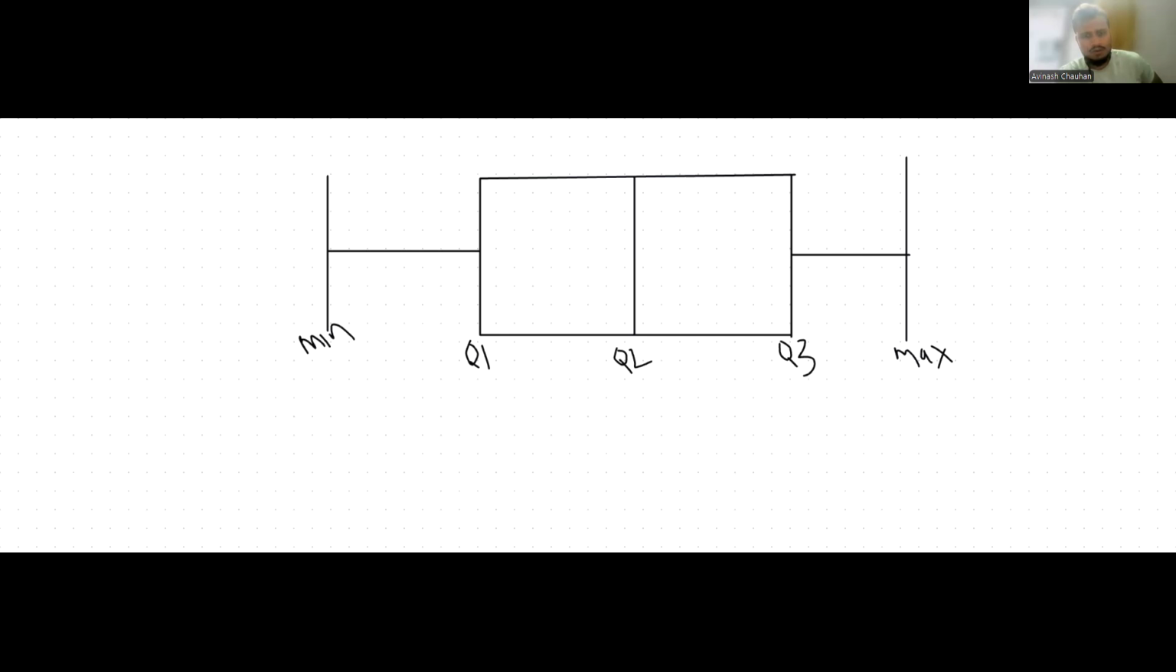And this Q2 is also known as median, the middlemost value, because it holds the percentage which is 50%. So this is my median. Q2 is my median. Okay.